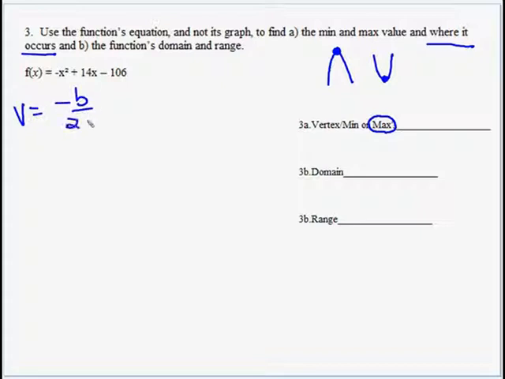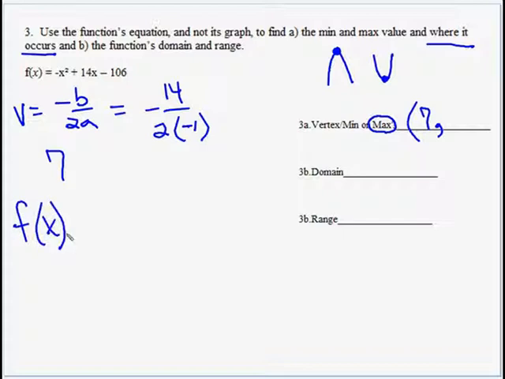-b over 2a will be our x value. Negative b is 14 divided by 2 times a is -1. So the negatives cancel to a positive. 14 divided by 2 is 7. So our vertex, our x-coordinate, is 7. 7 comma something. Plug that 7 back into the original equation.